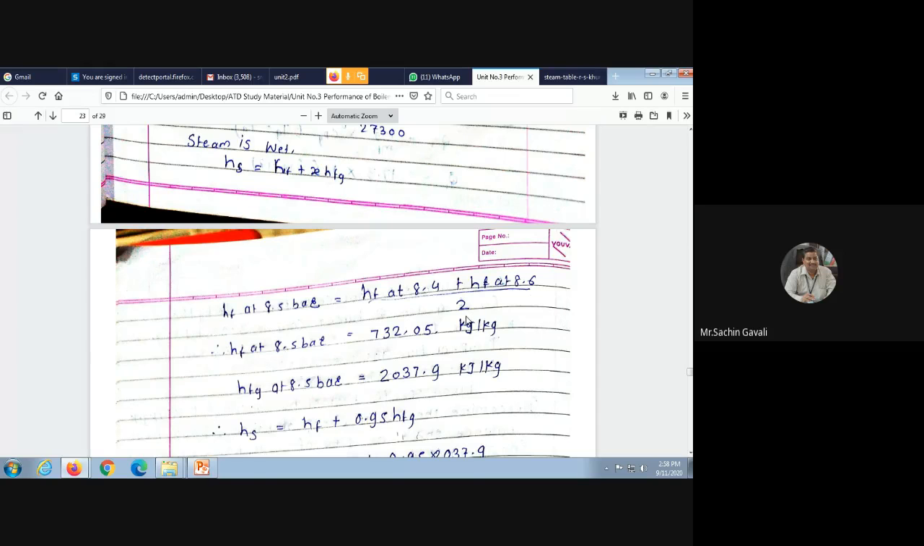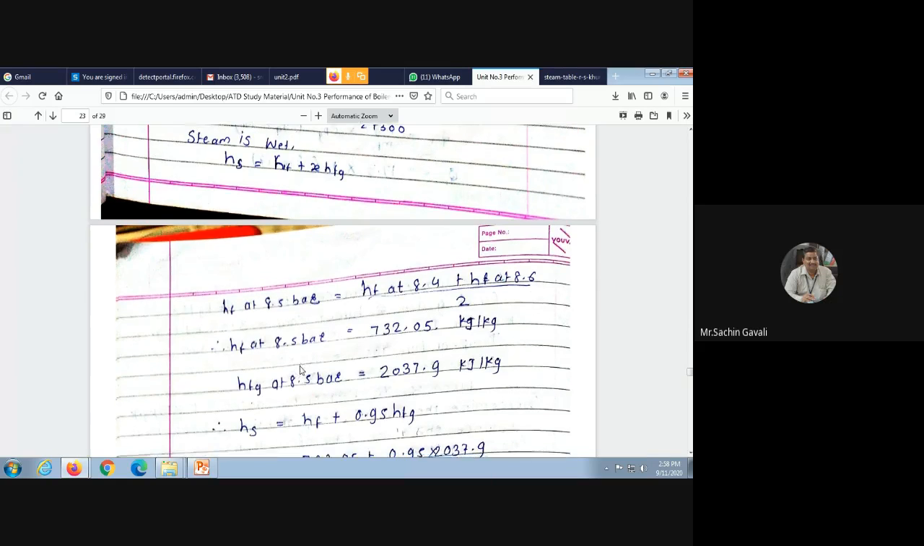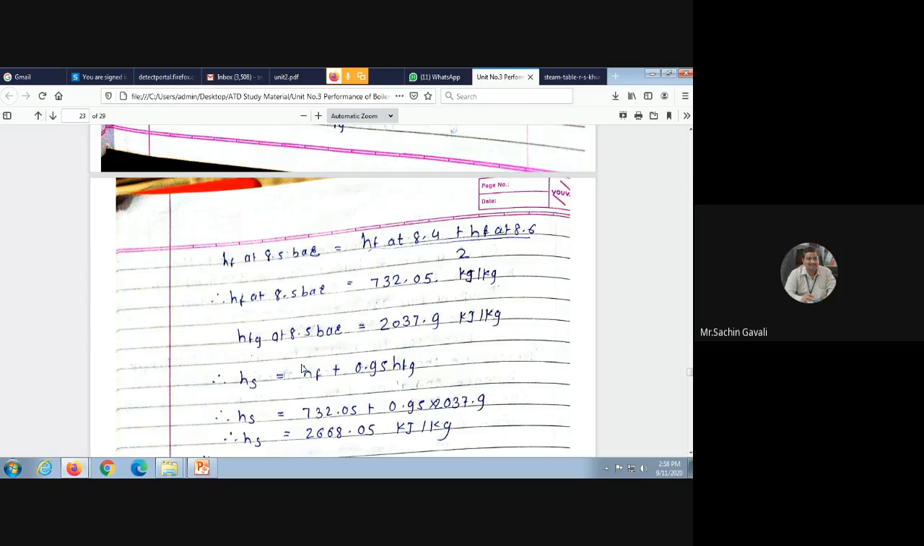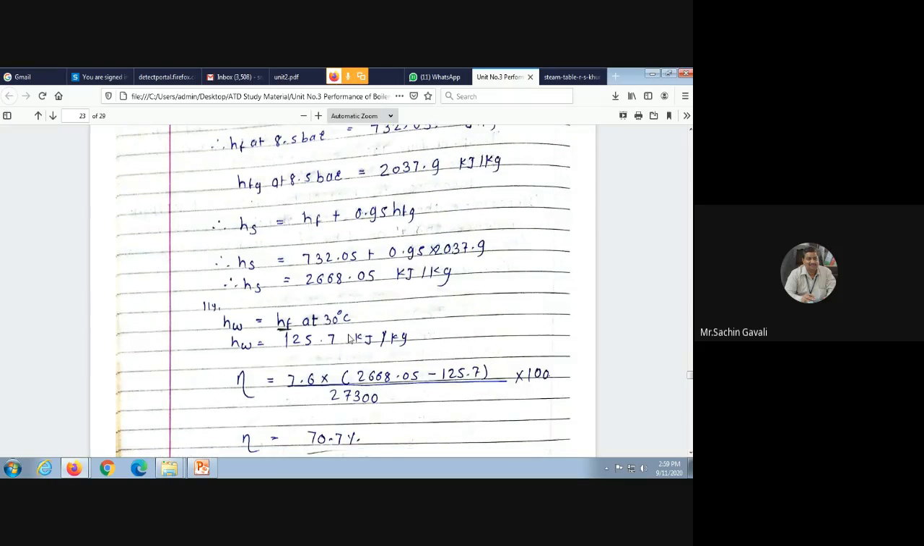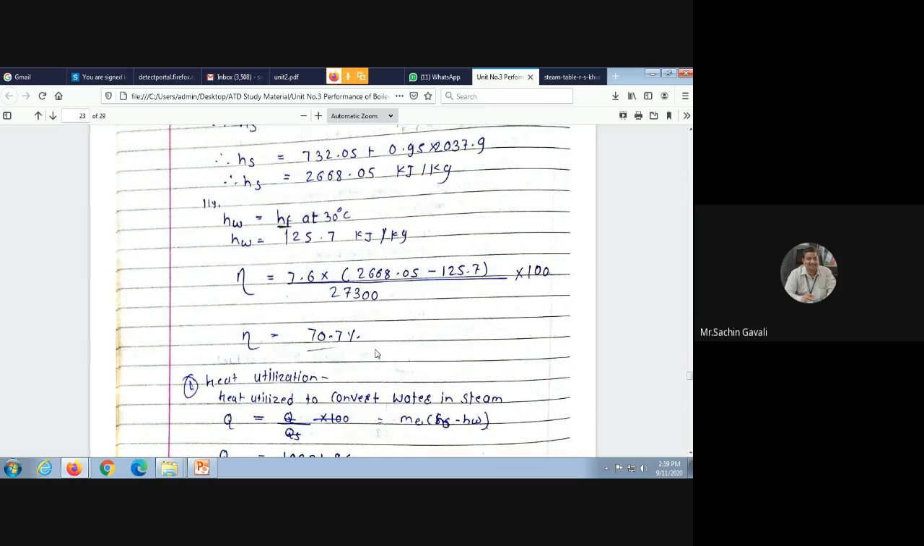हे वर्गात असताना नीट लिहून देता येतं तुम्हाला. ओके, hf at 8.5 bar 732.05 किलोजूल पर kg, hfg at 1 bar, दोघांचा एव्हरेज काढायचा, hfg चा काढलाय आपण. hs will be coming as 2668.05. Okay, then hf at 30 125.7 आणि efficiency 70.77.